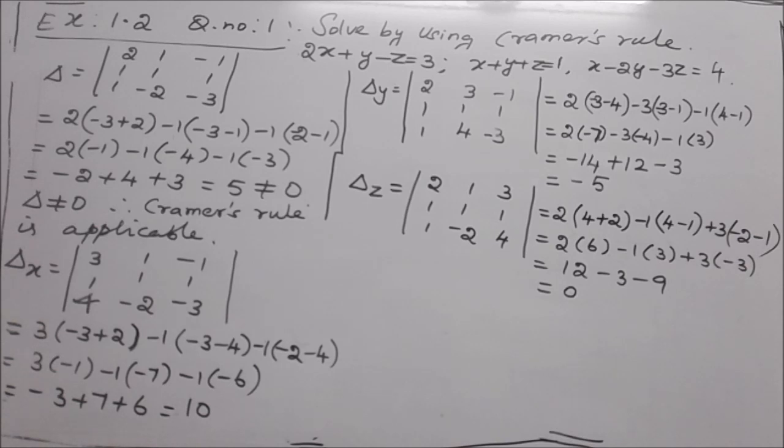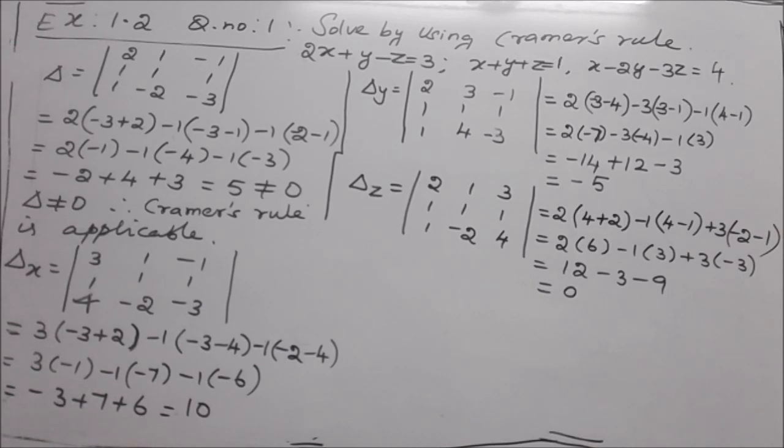So we should find delta, which should be not equal to 0. Then we should find delta x, delta y, delta z. Then finally we can find x, y, z by using the formula x is equal to delta x by delta, y equal to delta y by delta, and z equal to delta z by delta. Okay, how to find delta?